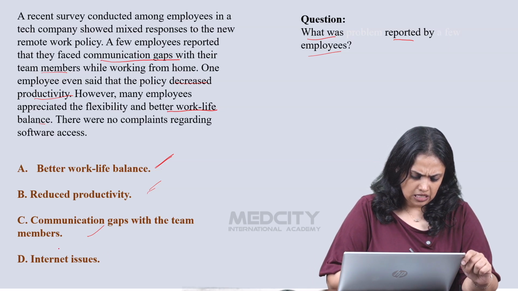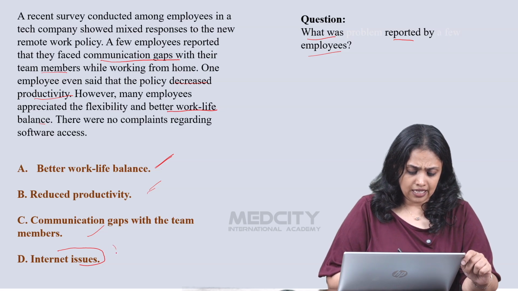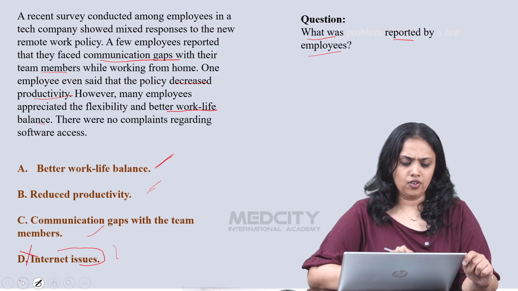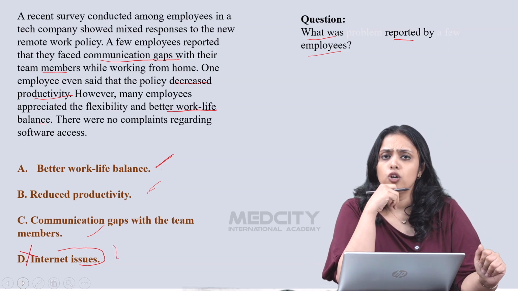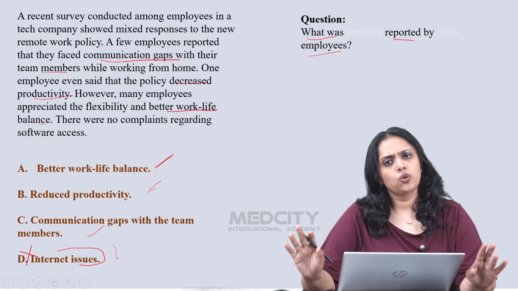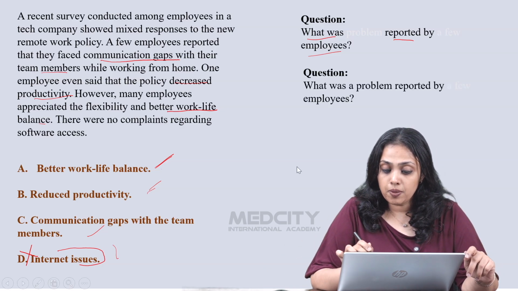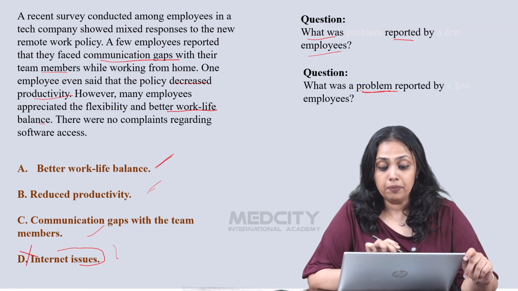Internet issues have not been seen in the text, so probably I can eliminate that. That is not the right answer. But still I have got three options left. So what am I to do now? Then you decide to read the question once again. "What was a problem reported by employees?"